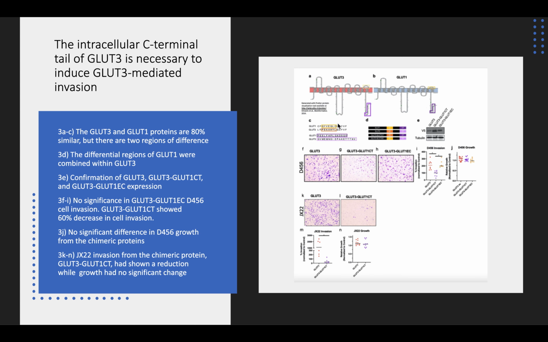This area of difference is shown in figure 3C with the slightly different color orange within the chain, and the different color purple within the C-terminal end of the chain as well. So figure 3A through C shows that the GLUT3 and GLUT1 proteins are 80% similar, but there are two regions of difference, one being the C-terminal tail.